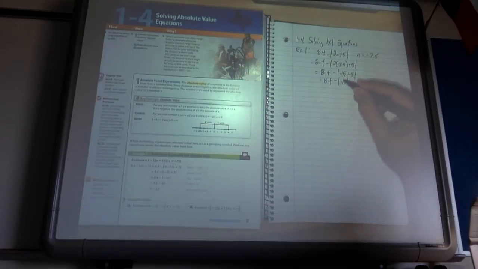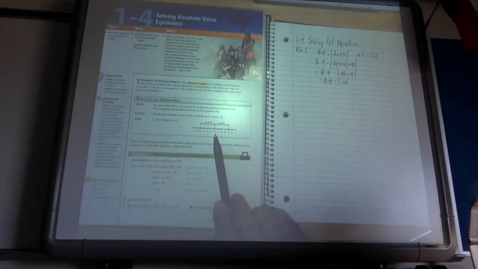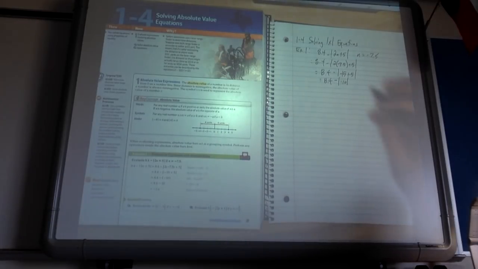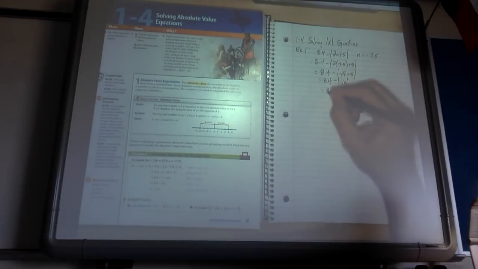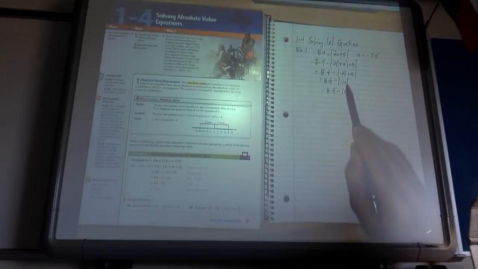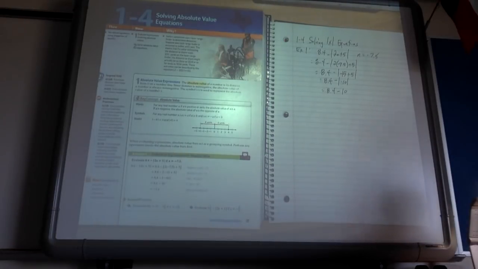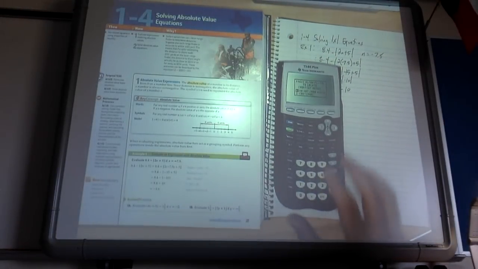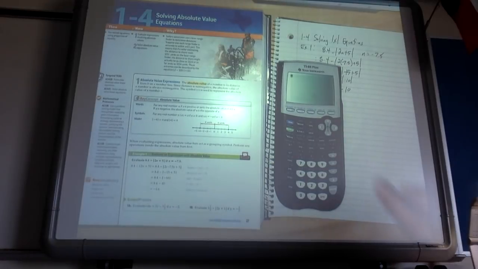The absolute value of negative 10 means, hey, how far away from 0 is negative 10? Well, it's 10 units away from 0. So I'm going to sub that value, and I'm going to go 8.4 minus 10. This minus sign came because I had subtraction in the problem. Notice, when I took the absolute value of negative 10, I got 10. If you're not good at that, we'll continue to not be good at it. Let the calculator do it.